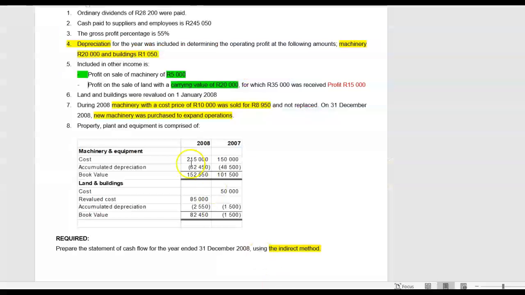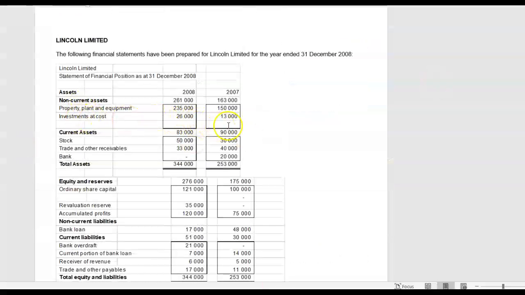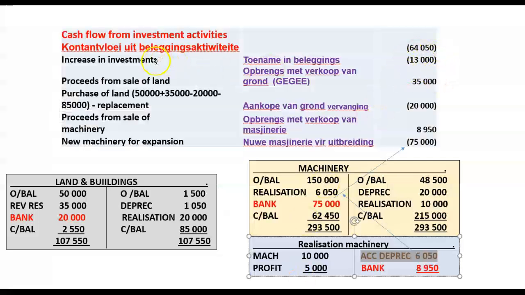The only thing under investing activities is now our investments. And there was an increase in investments of 13,000 Rand, increase in investments. So therefore we can actually work out what is the total cash flow out of investing activities. That is done and dusted. Okay.